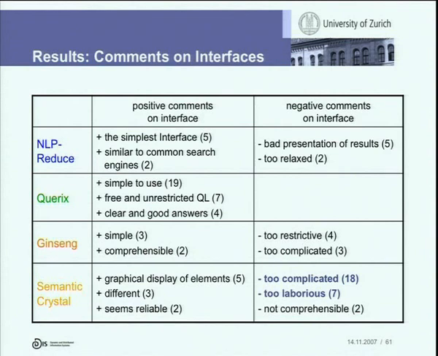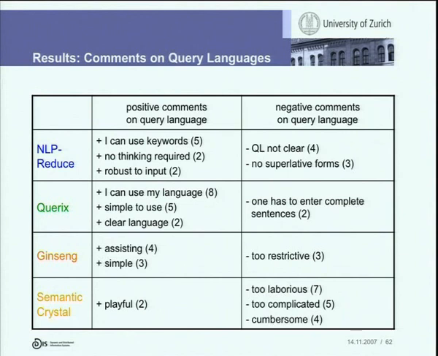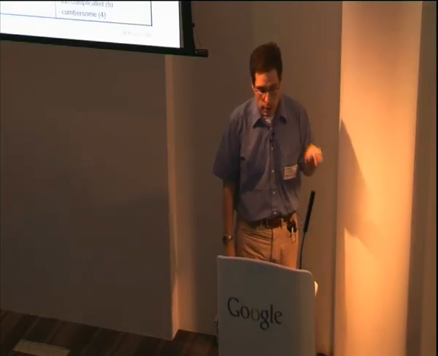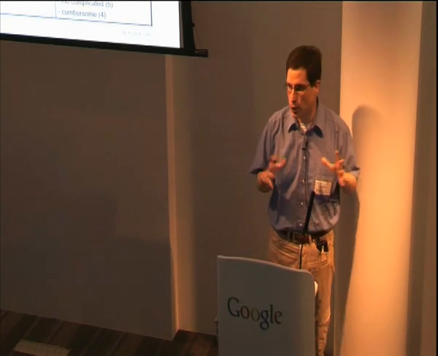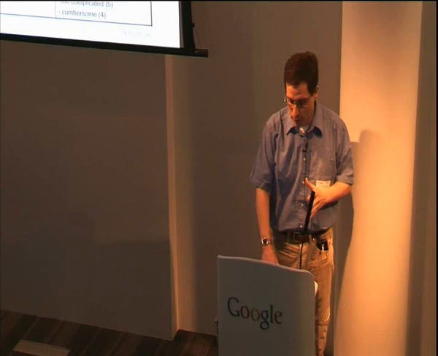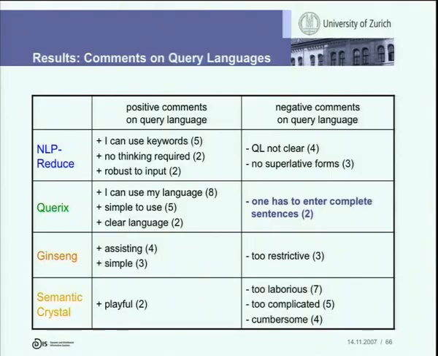Now, coming back to the languages rather than to the interfaces, let me just point out a few things that are of interest. They like to use keywords, and they like the fact that they didn't need to think when they were doing that. On the other hand, they complained that the query language was unclear. Again, I think this structuration theory message comes back up here. I can use my language. It's simple to use. It's clear language. Again, they like the fact that they could put together natural language. They didn't like the fact that they had to put in full sentences. And nobody said that people are consistent in their answers.